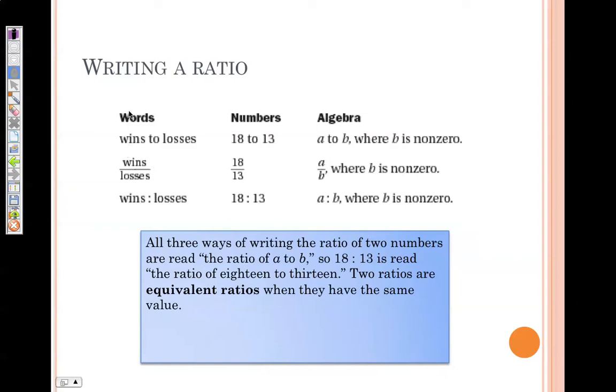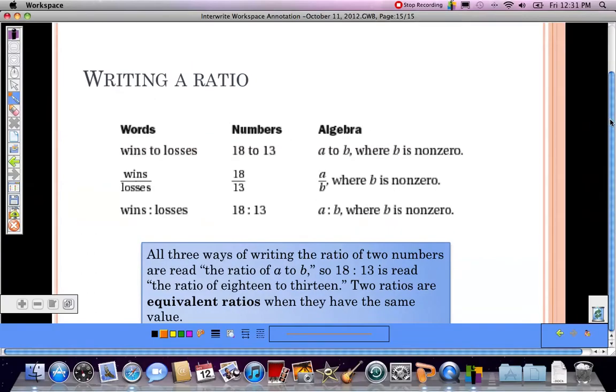words. So for words, we're going to be comparing wins to losses. And when using words, since we're comparing the wins to the losses, you can see that we have written wins first and losses second. In the fraction version, wins will be in the numerator's position. Since wins comes first, you always put your first category in the numerator's position. And then your second category will be in the denominator's position. And finally, the third way to write using words, you would use the colon, wins to losses.